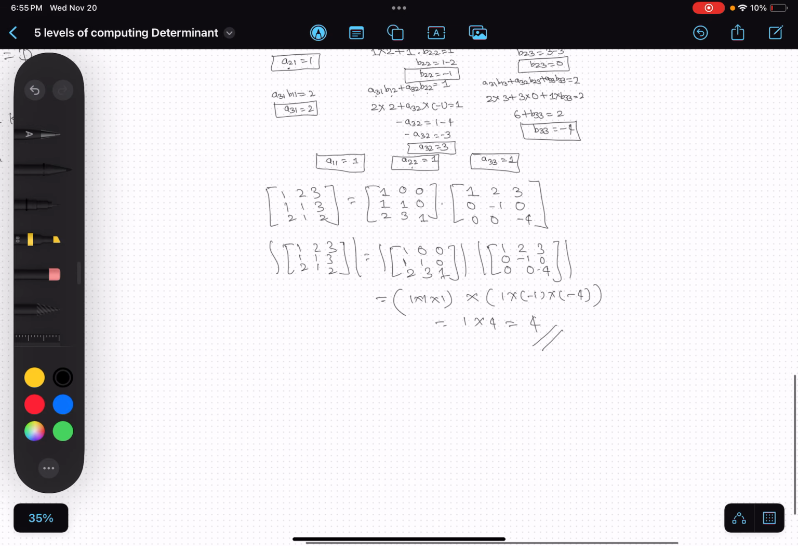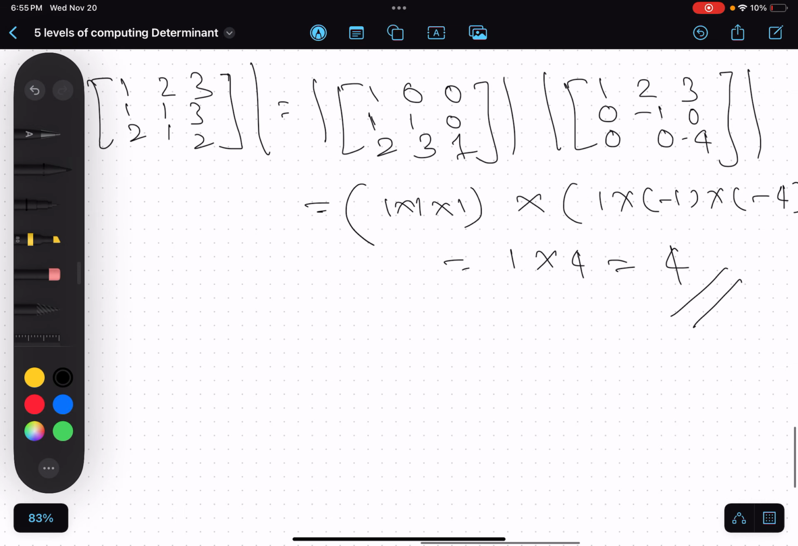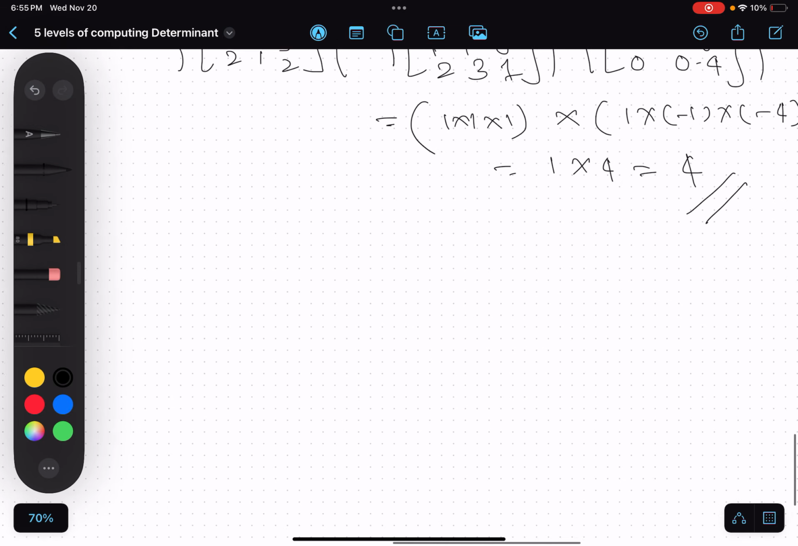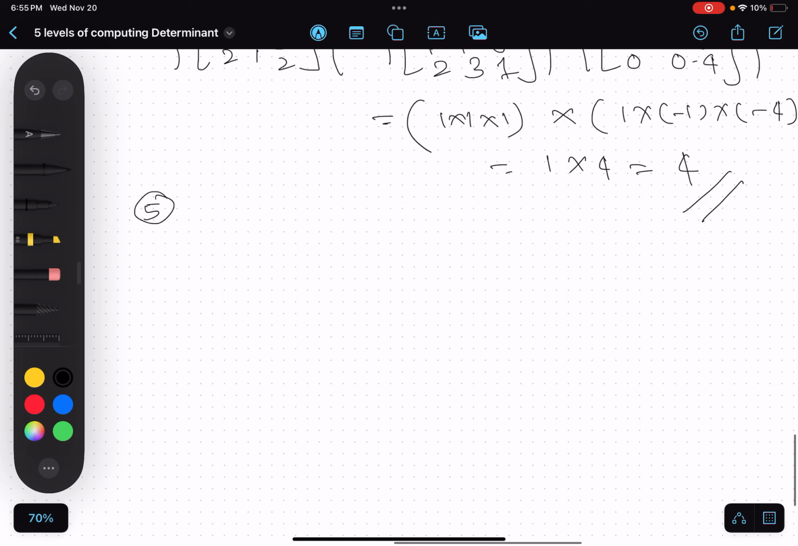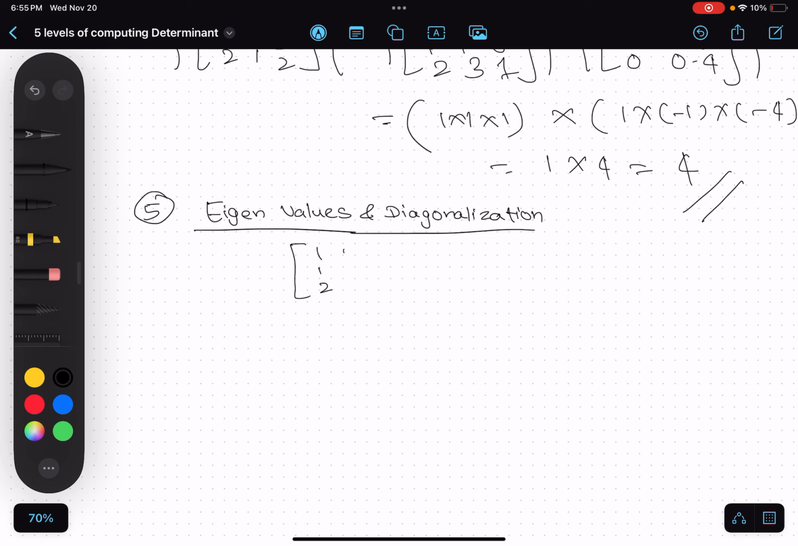Okay, so level 5 is eigenvalues and diagonalization. Now again the matrix is just 1 1 2, 2 1 1, 3 3 2.